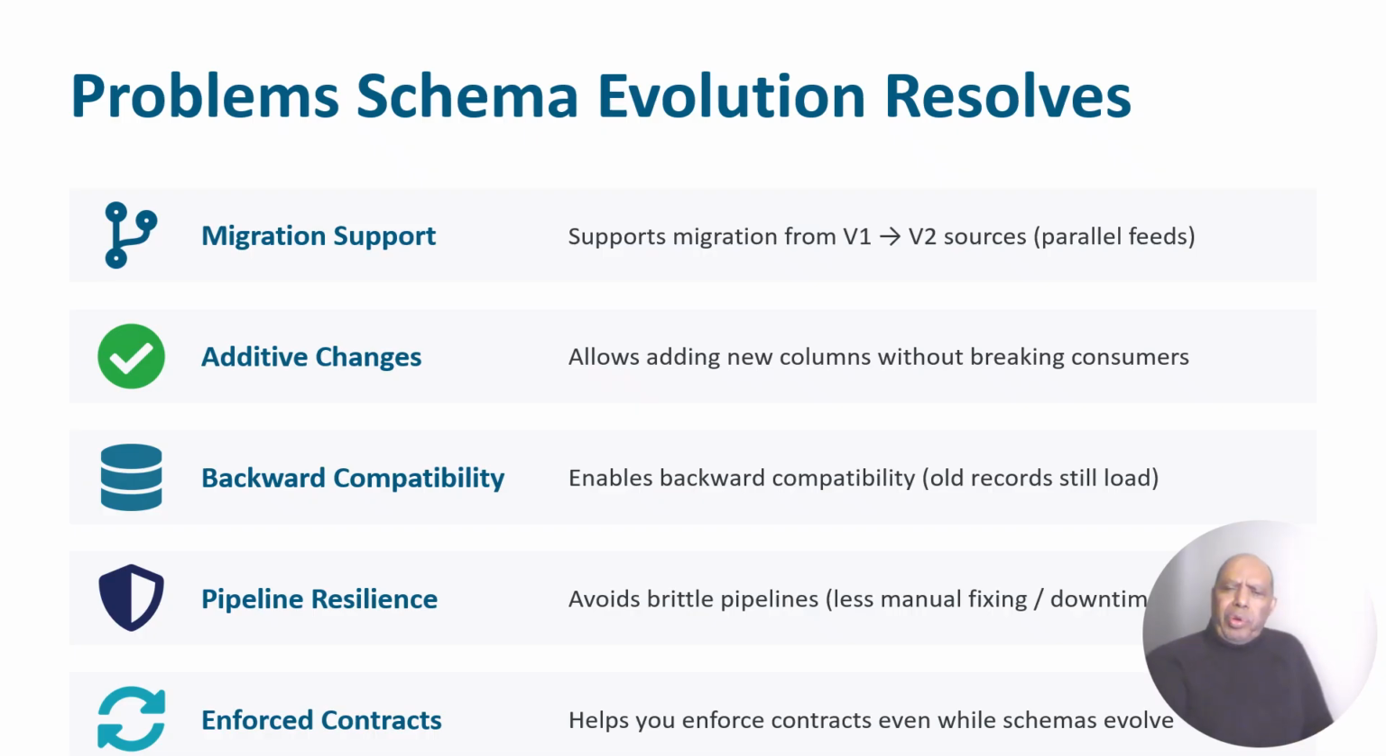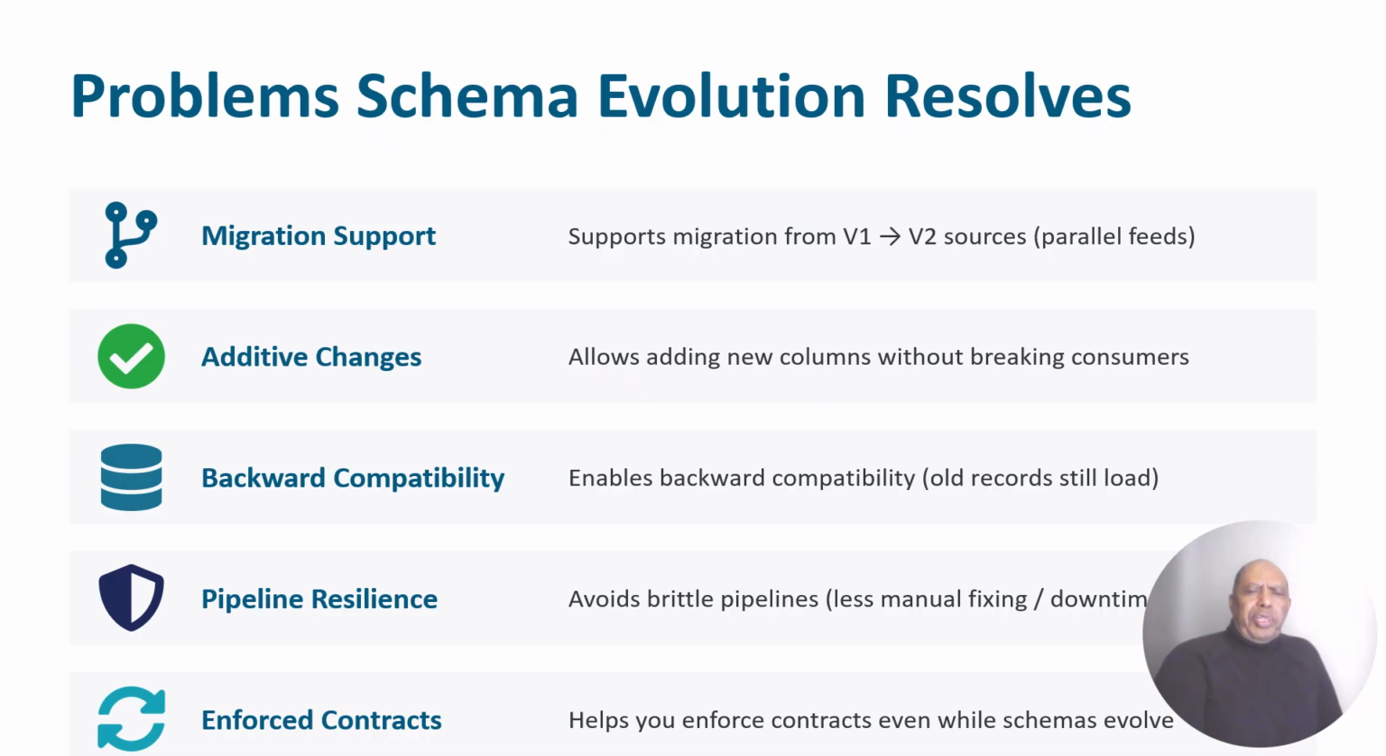Now, number 3 is backwards compatibility. Here's the scenario. You have, for example, 6 months of historical data with the old schema and new data coming in with an updated schema. Without evolution, you would need to reprocess all historical data or maintain two separate tables. But with evolution, old records load just fine. Missing columns are filled with nulls.